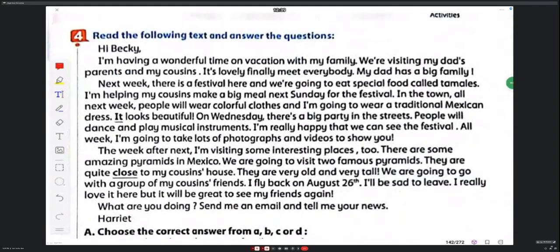Hi, Becky. I am having a wonderful time on vacation with my family. We are visiting my dad's parents and my cousins. It's lovely.